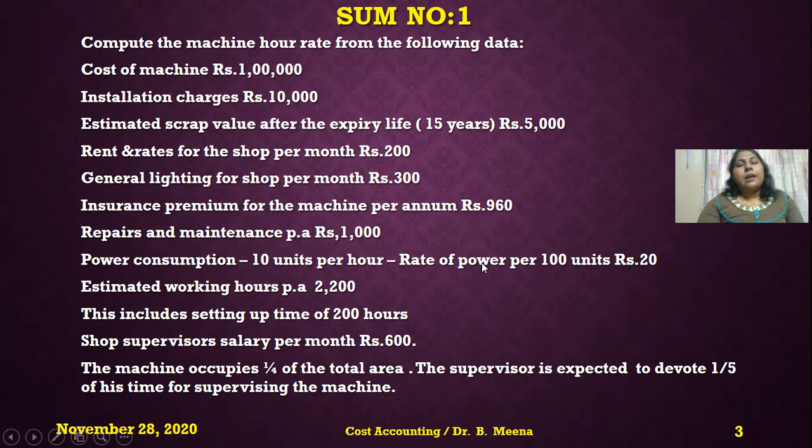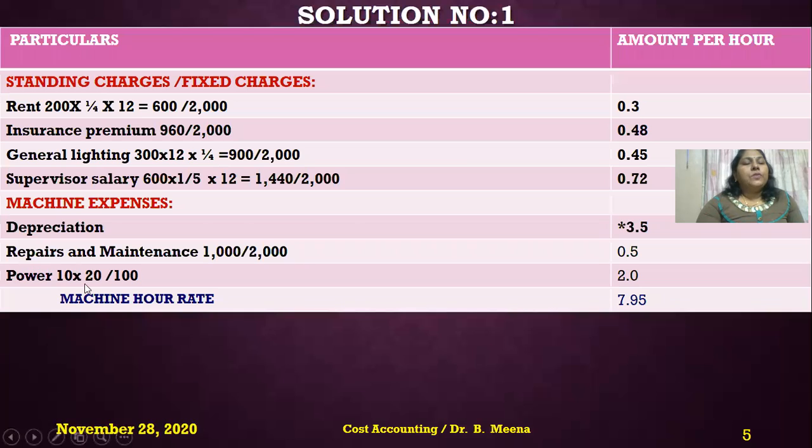So you have an understanding: for 100 units the cost is 20 rupees, so what is it for 10 units? Because only 10 units they are making use of for 1 hour. So 100 units is equal to 20 rupees, next line, 10 units is equal to what? If you do this calculation, the cross multiplication gives you 10 into 20 divided by 100, you will get the answer 2 rupees. So these are all the calculations for machine expenses: depreciation, repairs, maintenance and power.